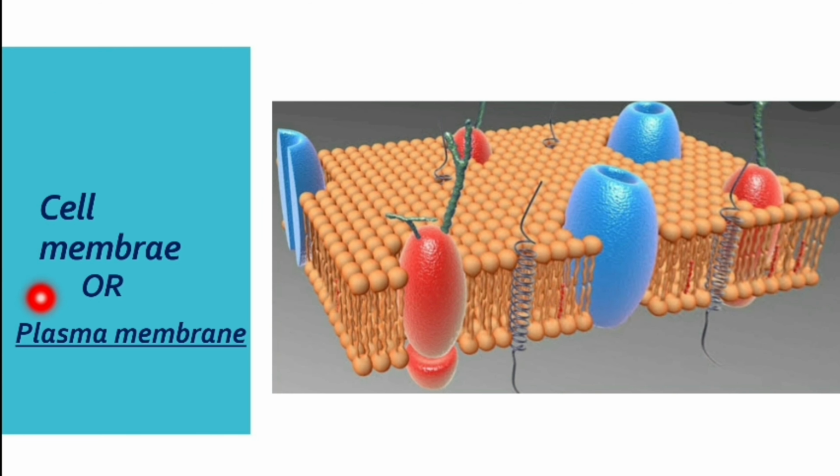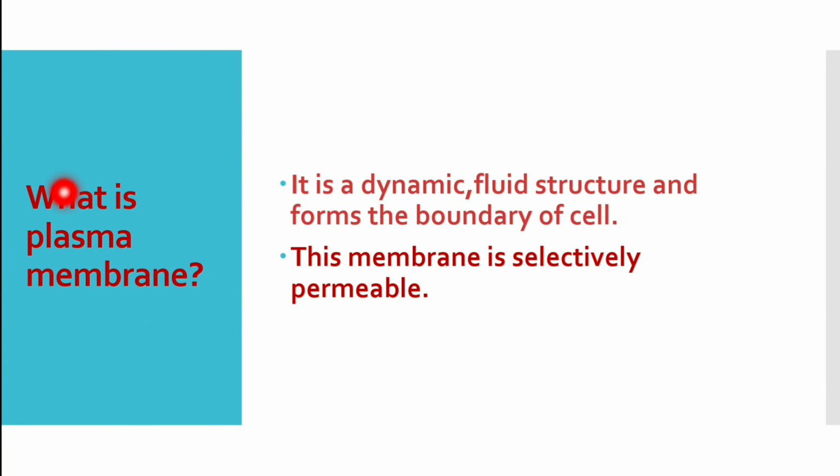Today's topic is the cell membrane or plasma membrane, which is the outer border of a cell. So, what is plasma membrane? The first point is it is a dynamic fluid structure and forms the boundary of the cell. Dynamic means most of its molecules are able to move about in the plane of the membrane.